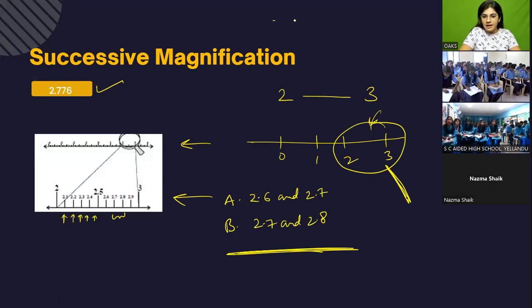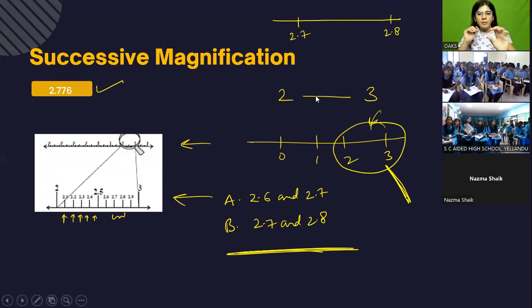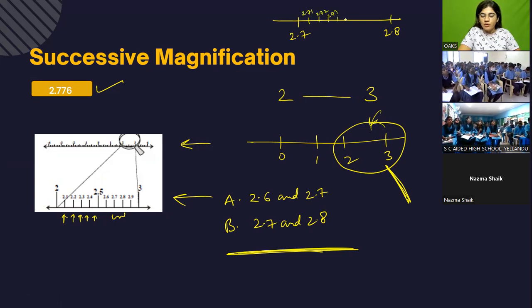So what I have here is 2.7 and 2.8. Now I know that this number will definitely lie between 2.7 and 2.8, but I do not know where. So I'll again make little parts: 2.71, 2.72, 2.73, 2.74, 2.75, 2.76, 2.77, 2.78, 2.79. Now it will lie between 2.77 and 2.78, right?